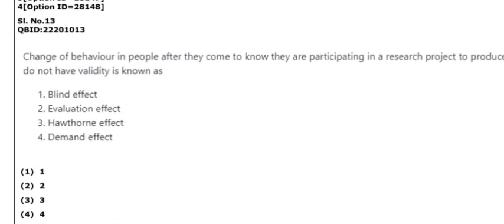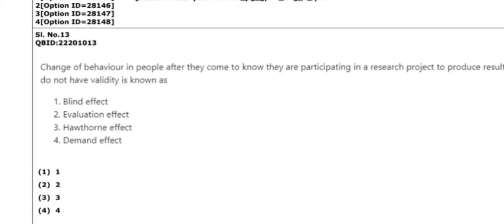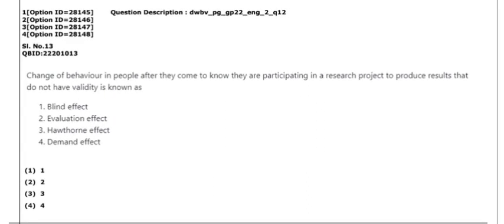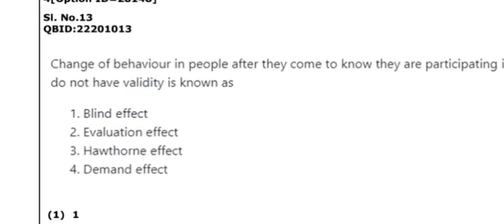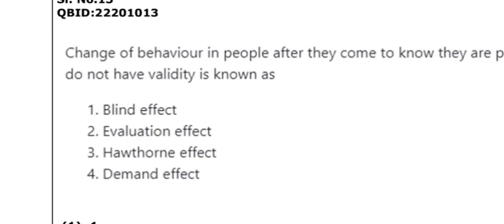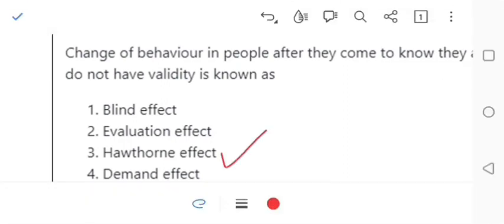Number 13 says change of behavior in people after they come to know they are participating in a research project, which produces results that do not have validity, is known as what? We have 4 options as usual: blind effect, evaluation effect, Hawthorne effect, then demand effect. So it will be option C. That means the Hawthorne effect will be the correct answer.